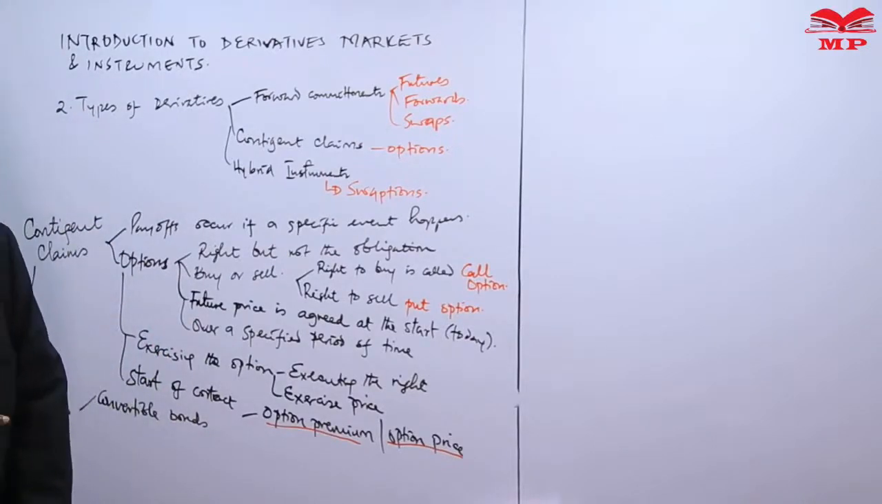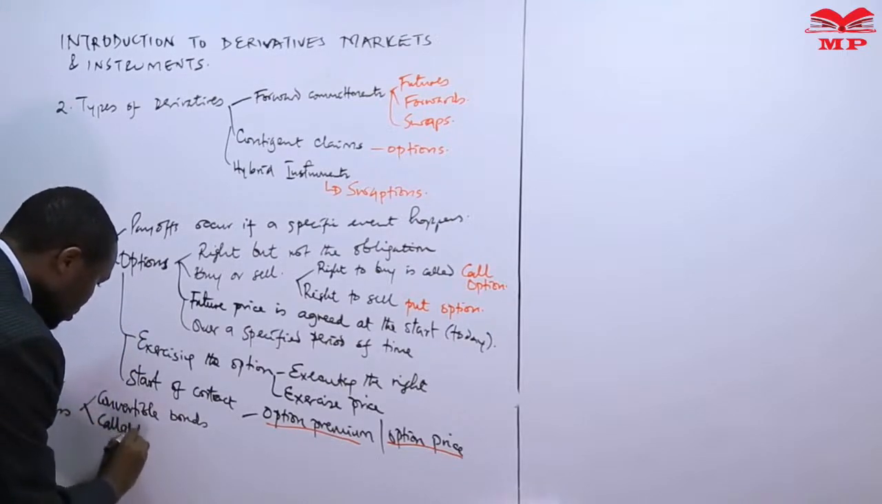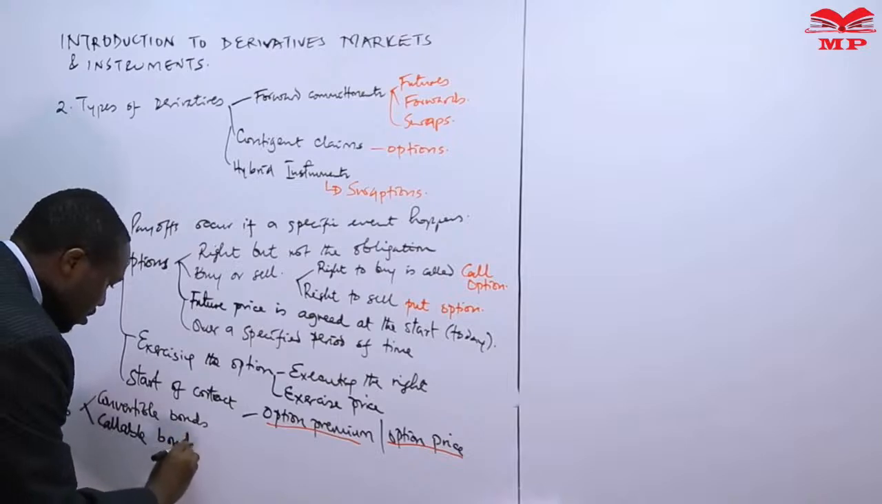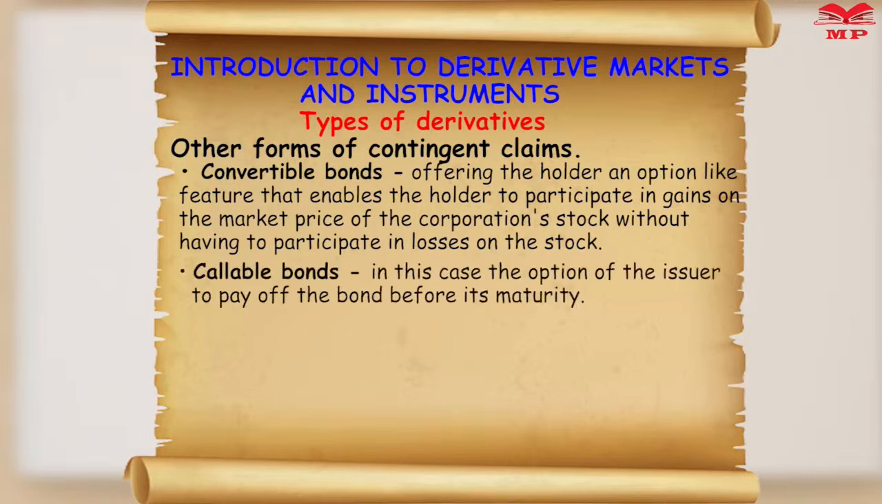The other type is called callable bonds. What are callable bonds? This is the option of the issuer to pay off the bond before maturity. The borrower, the company that has issued the bond, if interest rates fall and this bond carries a high interest rate, can what? It can pay off the bond before maturity. We are calling what? Callable bonds.